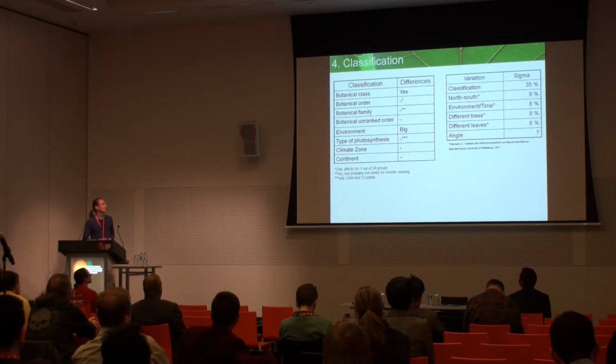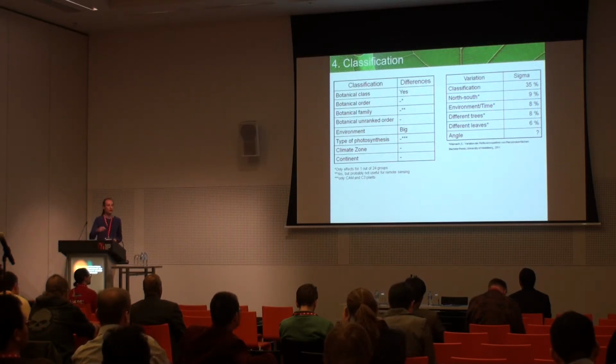Or we measured, if you take just neighboring leaves, also from the same plant, they're around 6%. If you measure them from different trees, they're around 8%. And also the environment or the time, when you measure the same plant every 2 weeks, you can have variations there.